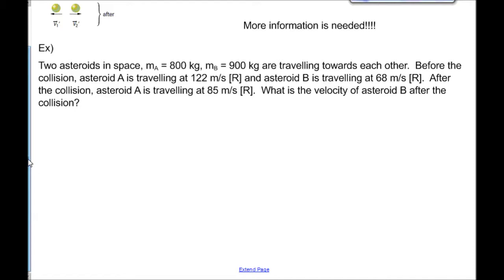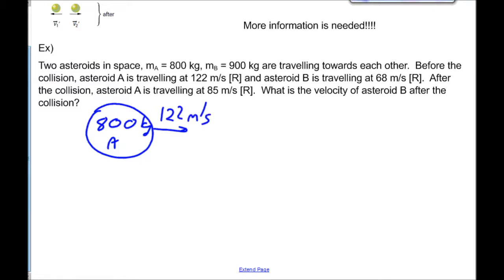If we set up our system here, we've got A, which has a mass of 800 kilograms, traveling towards B at 122 meters per second. And I have over here object B, which has a mass of 900 kilograms, and it's traveling at 68 meters per second. And then after the collision, I have A, oh, that's not the right number.